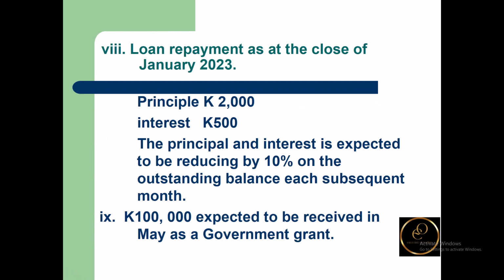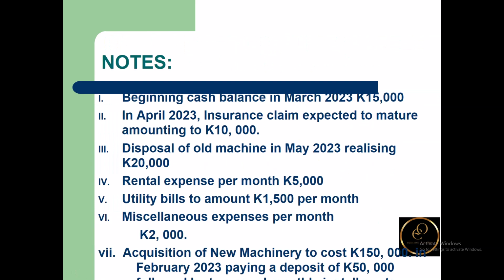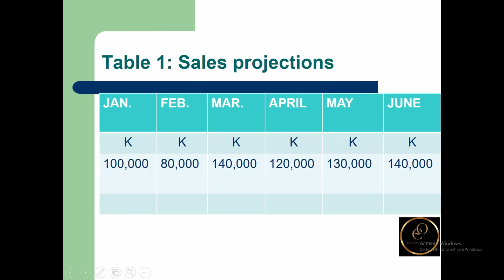So let's look at these notes and how they are treated. Like before, you have rental expense, which is 5,000. This one goes under a cash outflow. You have utility bills amounting to 1,500 per month, which also goes in the outflow section. You have miscellaneous expenses per month, 2,000 kwacha. These monthly expenditures, let's see how they are slotted.